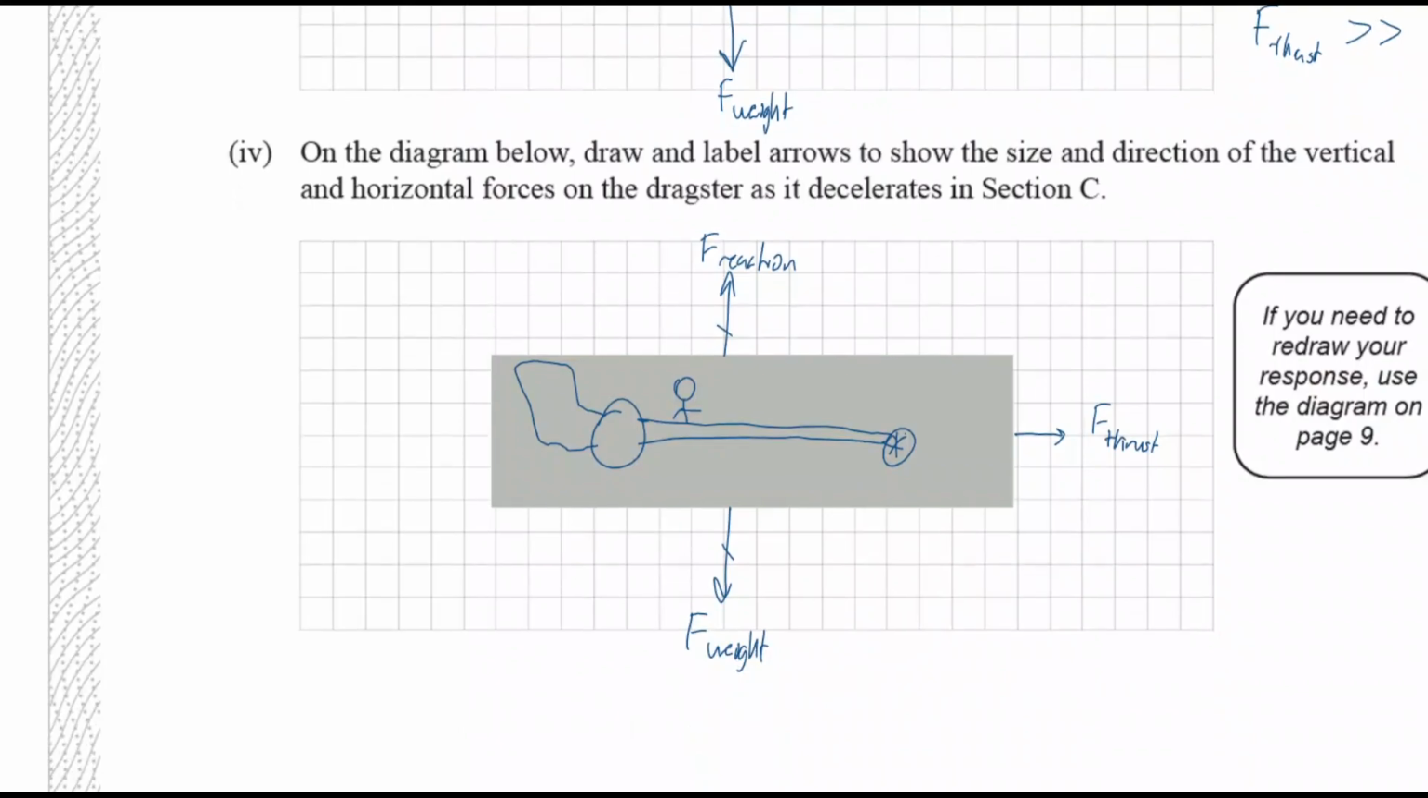So again, this bit's a bit up to interpretation, but what we do know is that the frictional force, so either due to drag or the brakes, is a lot greater than the thrust force. And that will cause it to be unbalanced, and there'd be a net force to the left, which means it would be decelerating.